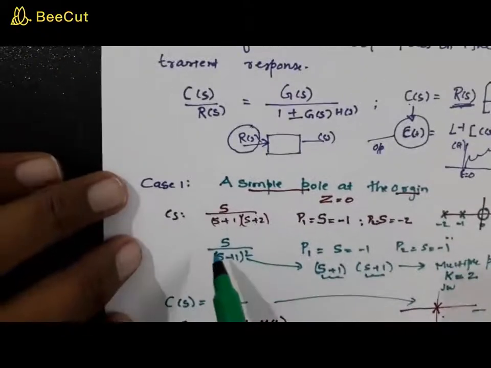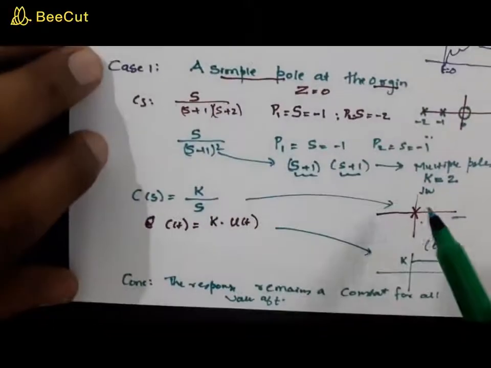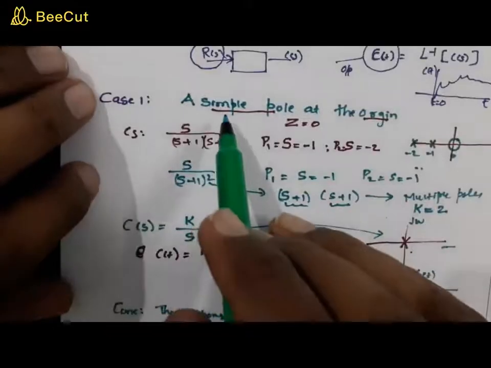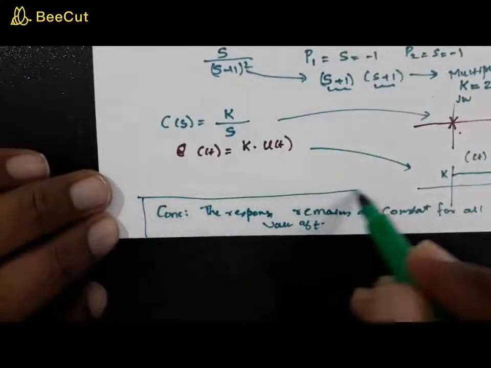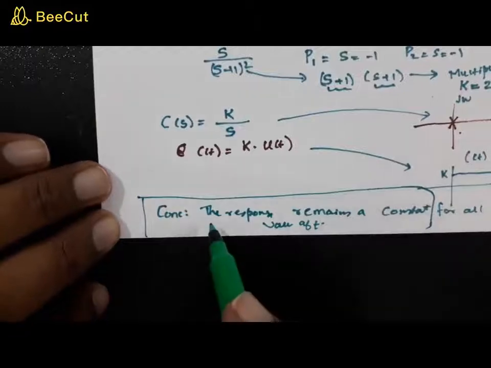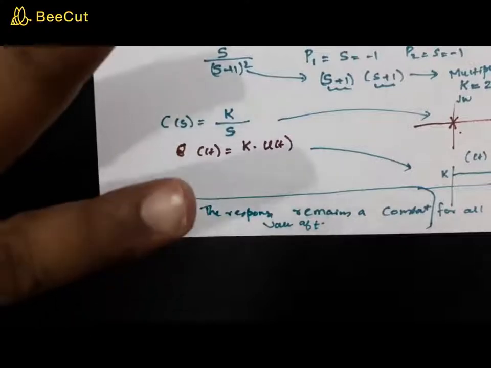So this is the case where you have only one pole for the system, and that is located at the origin. That's the case. So in that case, the conclusion that you can draw from the time response is that the response remains a constant for the whole value of t. Okay.